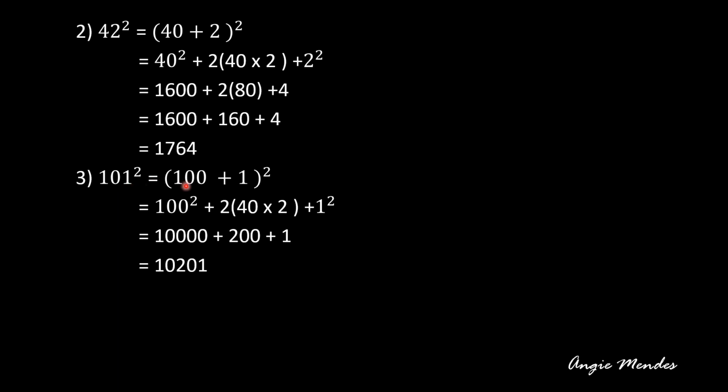Now the next one, this is 101 the whole square. Again express it in the form of (a plus b) the whole square. Then write it as a square plus 2ab plus b square. Simplify what is inside the bracket, then multiply it with the number outside the bracket, add all the numbers, and you will get the given solution.